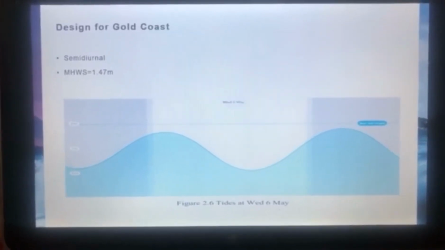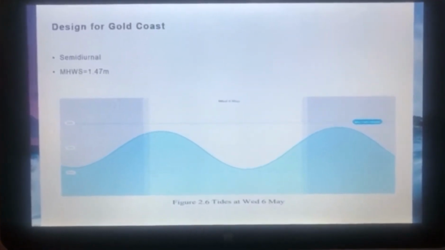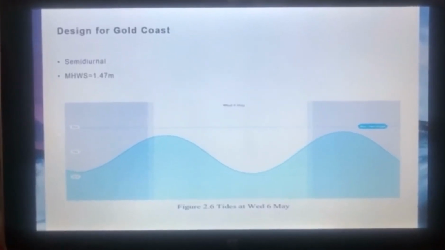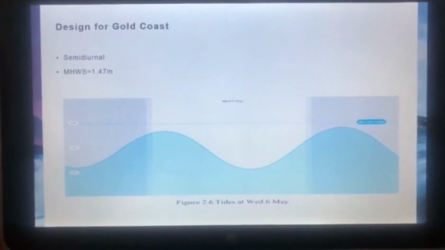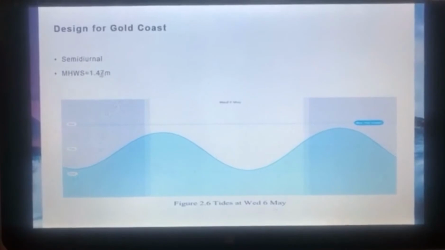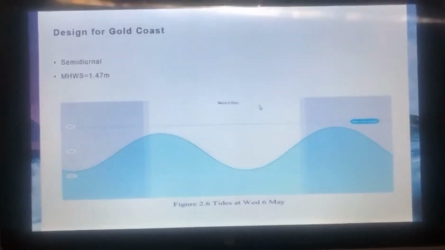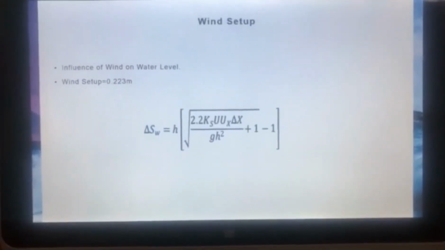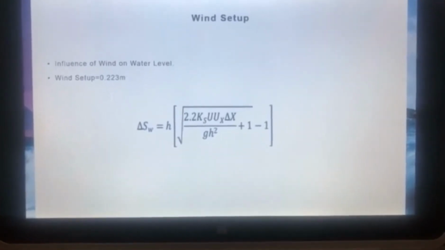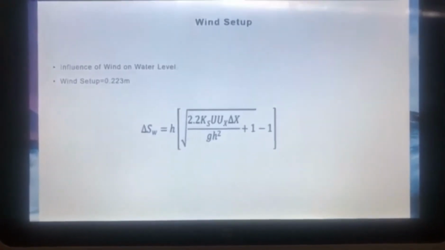And by using this data of semi-diurnal tides and estimating a design life of 50 years, we found out that the MHWS for our structure is going to be 1.47 meters. Next is the wind setup. Wind setup is the influence of wind on water level. This is the formula which is given.